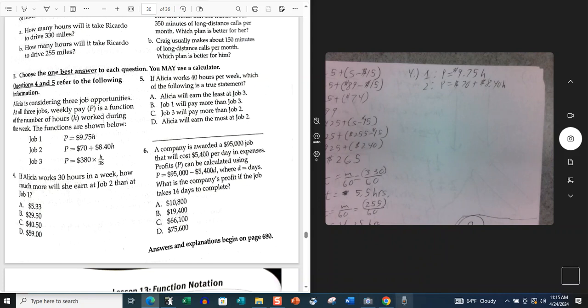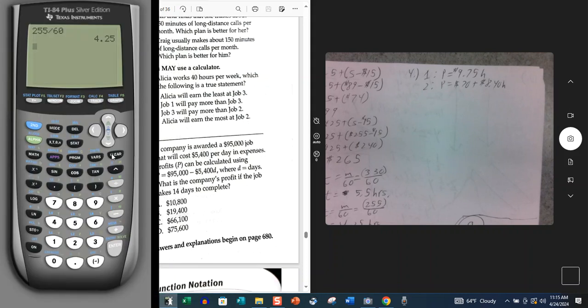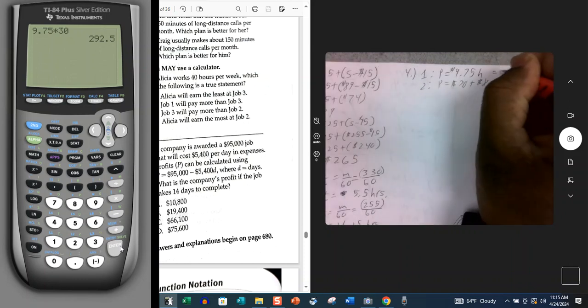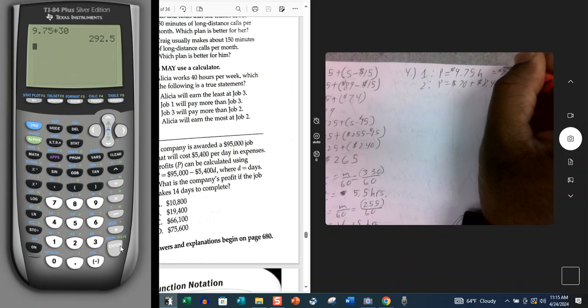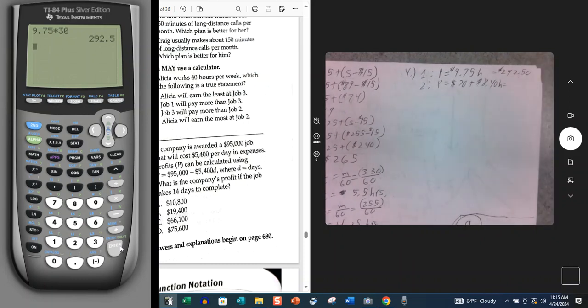Now, I'm just going to use my calculator. Remember, it said that she worked 30 hours. So we know H is going to be 30 hours. So we'll type in 9.75 times 30. And that would give us how much she made from job one, which would be $292.50. That's how much from job one.